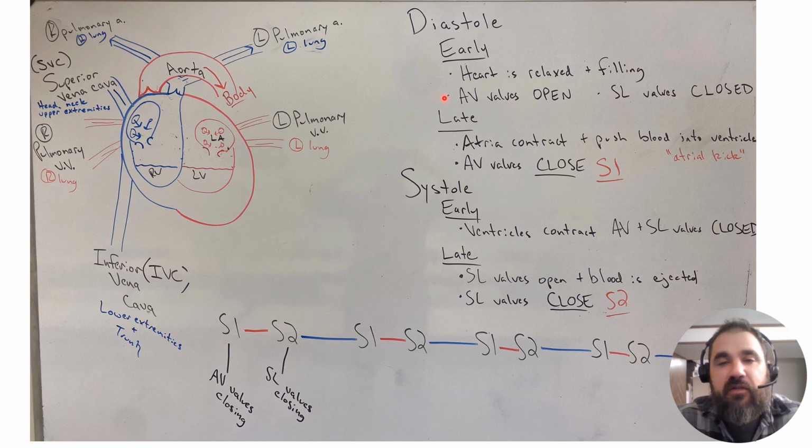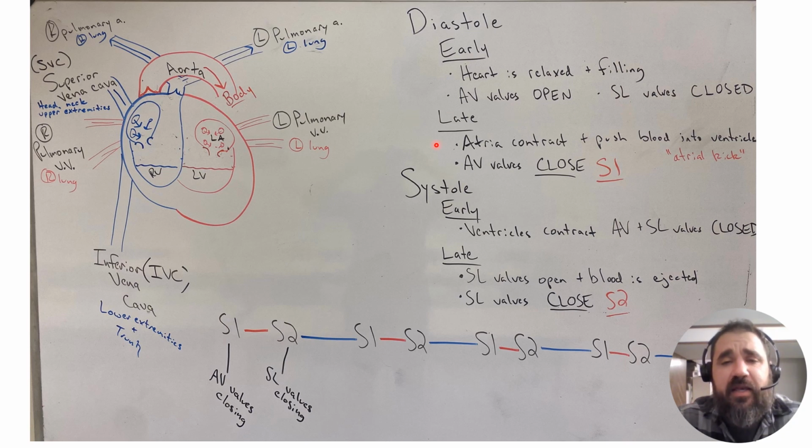The atrioventricular valves are open, the SL valves are closed. So blood is coming into the right heart from the superior vena cava, inferior vena cava, and coronary sinus. Blood is coming to the left heart from the pulmonary veins, and blood is going through the atria into the ventricles, filling them from the bottom, glug, glug, glug. So blood is passing through the AV valves, but the SL valves are closed because we don't want to eject blood yet. This is diastole. Blood is not ejected until we're in systole.